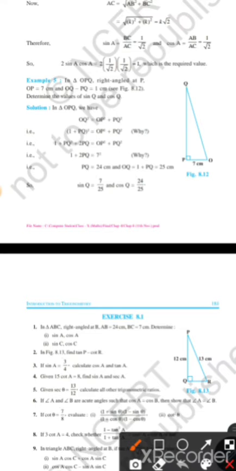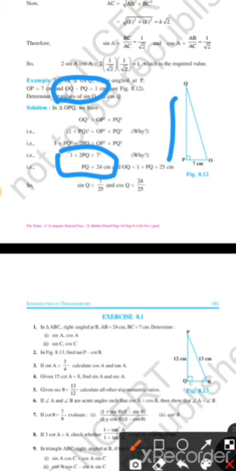Okay, so we have got PQ. Now you put the value in this equation. So OQ will be equal to 1 plus PQ, which equals 25 centimeters.